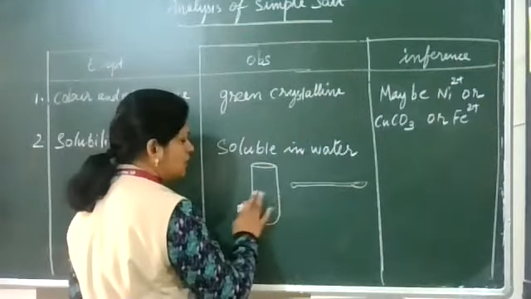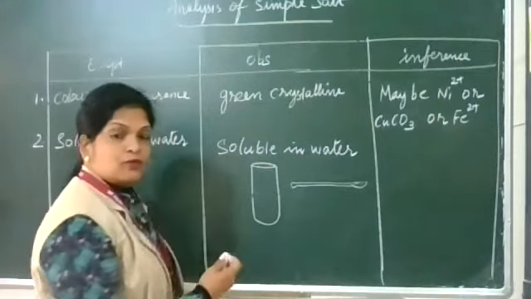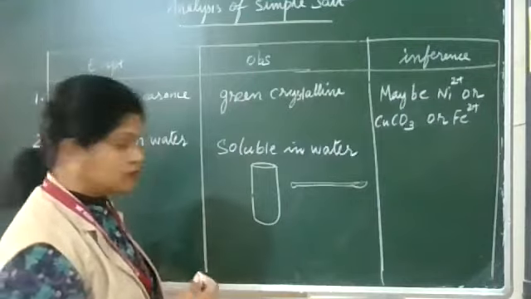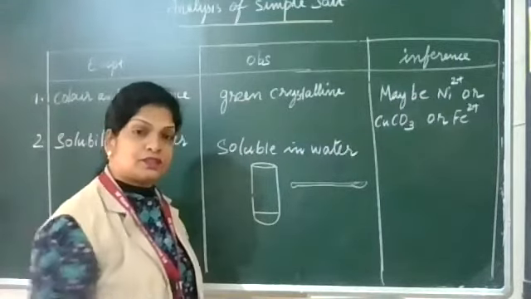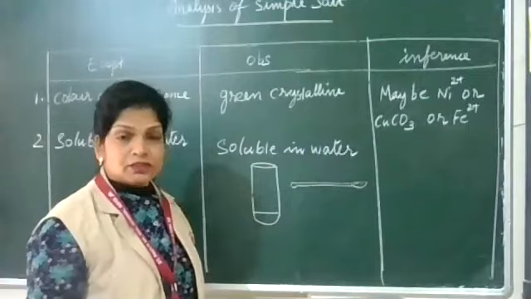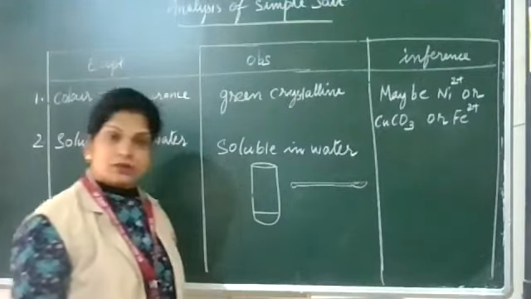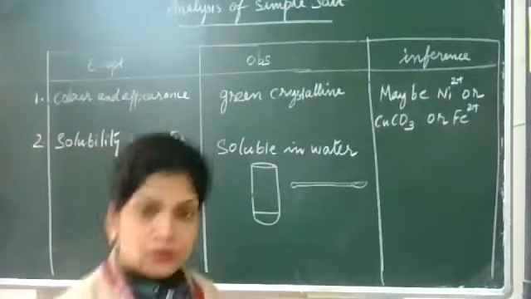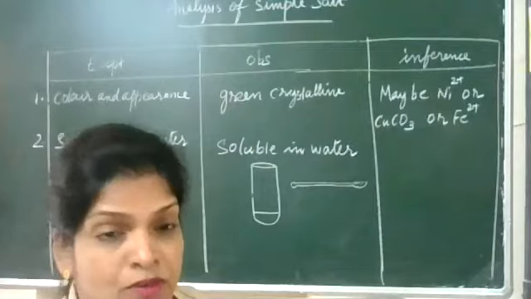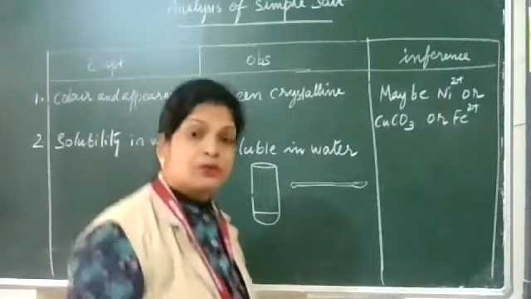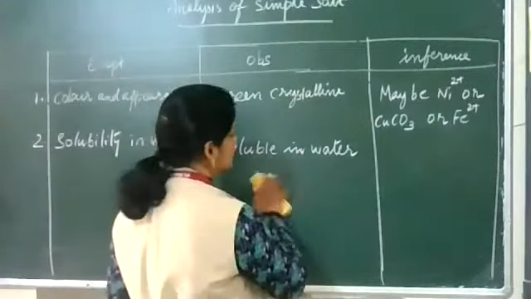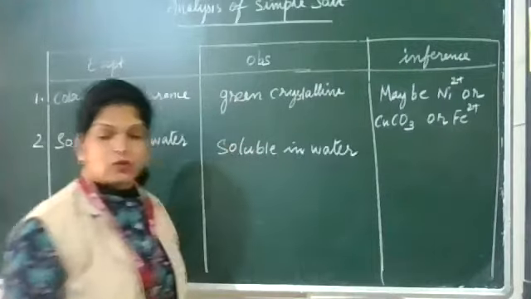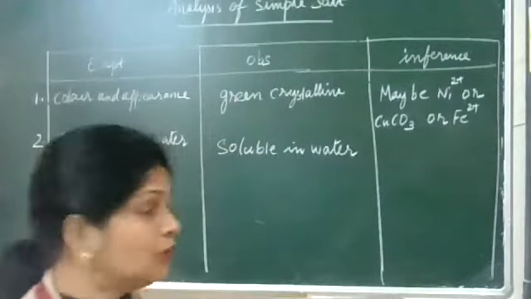To check the solubility, you should take more water and less salt. Don't take this much water and five spoons of salt, because it will look insoluble. It becomes a saturated solution, and the salt we added cannot go into the solvent. So when checking the solubility, take more water and less salt.